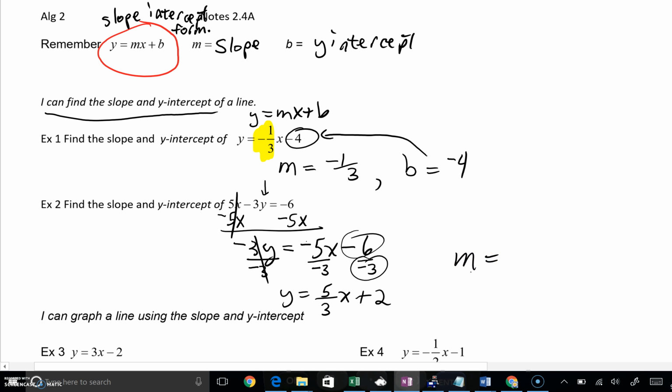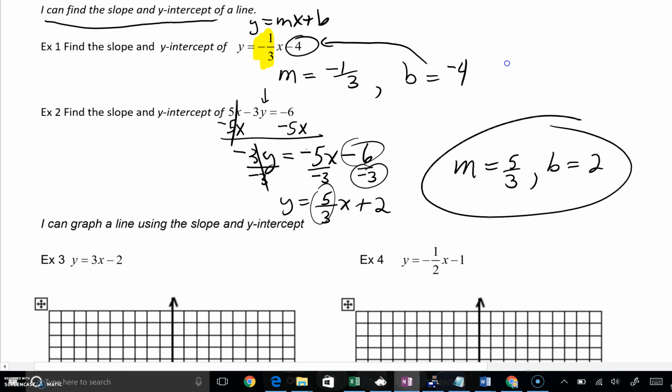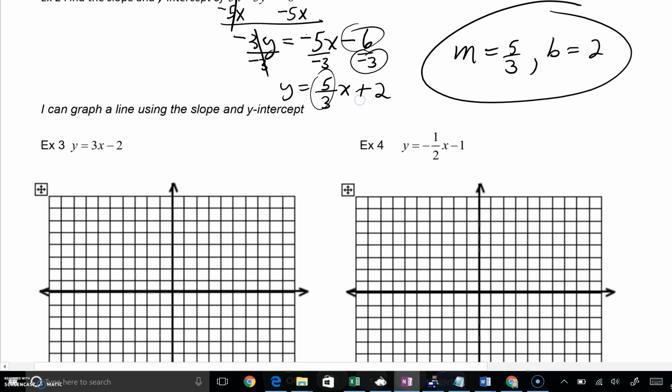Your m is the number in front of your x here. That's going to be 5/3. B, your y-intercept, is a 2. And we're done. When we move to number 3, it says I can graph a line using slope and y-intercept. Again, we need y equals mx plus b. I hope we can see that our m is 3, or I'll write 3 over 1. Our b is negative 2.